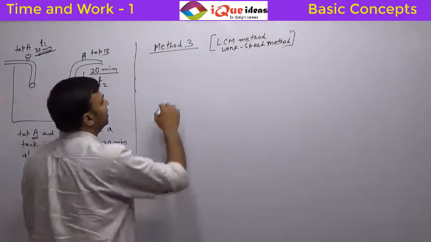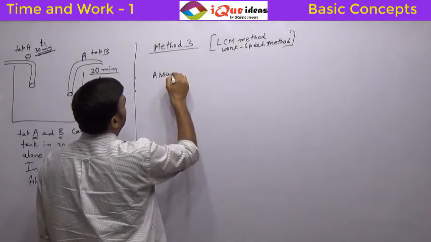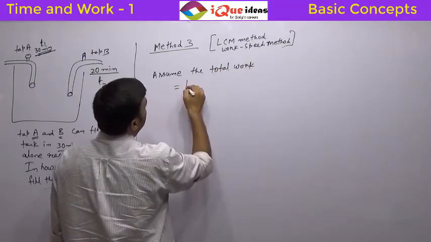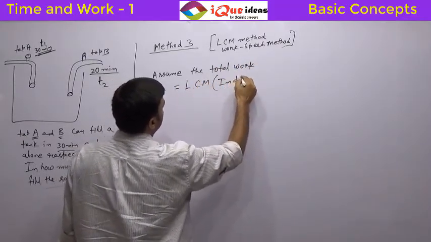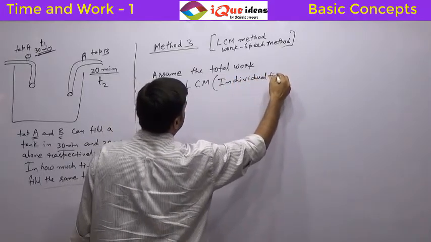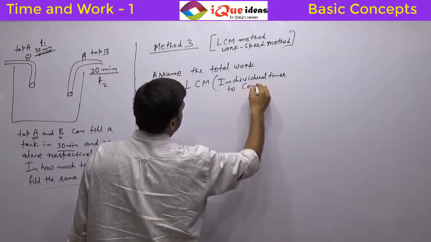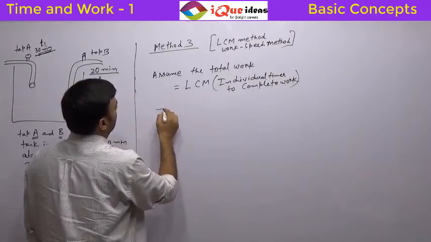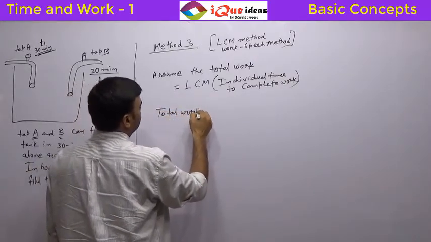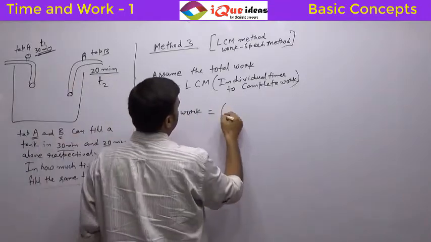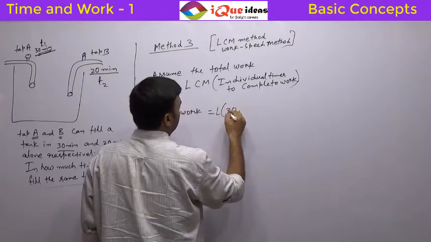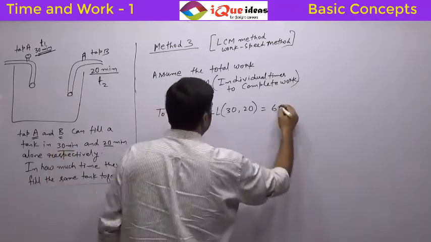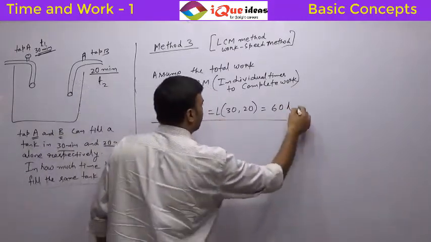In method 3, what we do is we assume the total work to be equal to the LCM of individual times to complete the work. So in this case, what will be the total work? The times given are 30 minutes and 20 minutes. So we'll take the LCM of 30 and 20, which will be equal to 60. Let's say the total work is 60 and this is a case of a tank, so we'll take it as 60 liters.